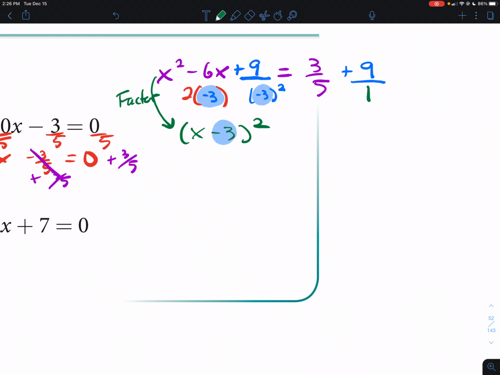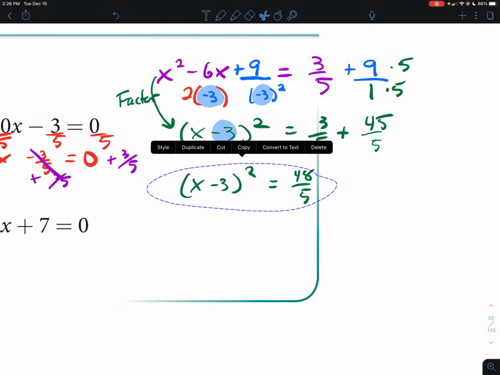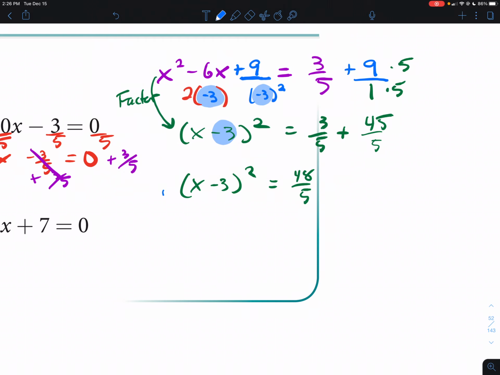And now I need to combine these, so I need common denominators. So I'm going to multiply by 5 and get 3/5 plus 45 over 5. So I get 48 over 5. x minus 3 squared equals 48 over 5. Now I can solve this by taking the square root. That cancels out the square, and I'm just left with x minus 3 equals plus or minus the square root of 48 over the square root of 5.